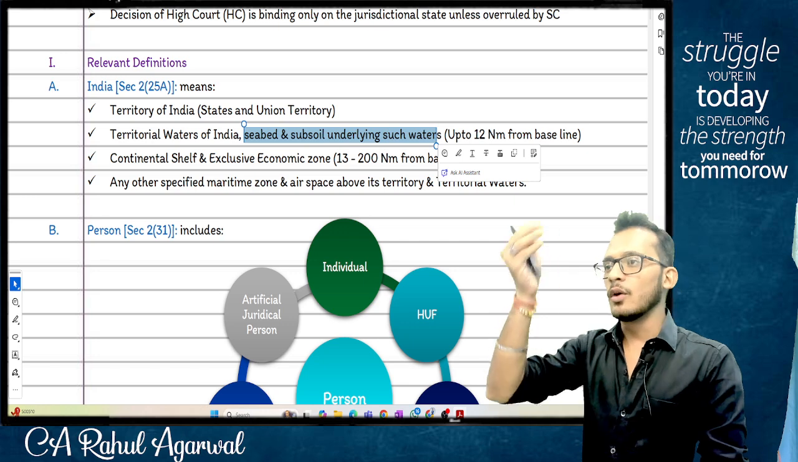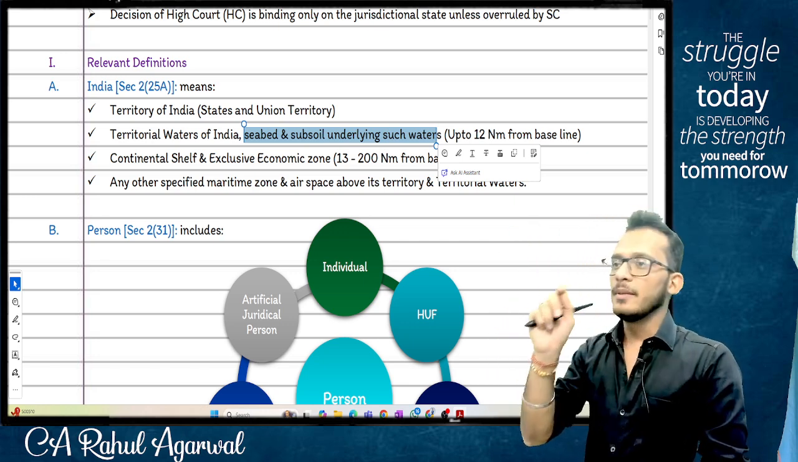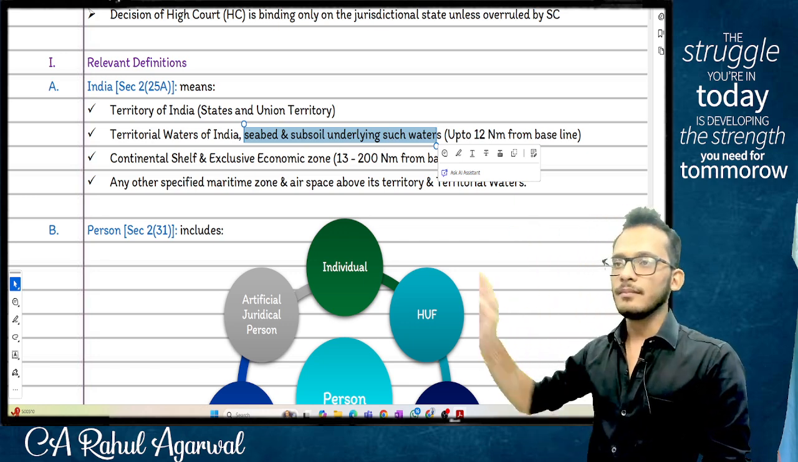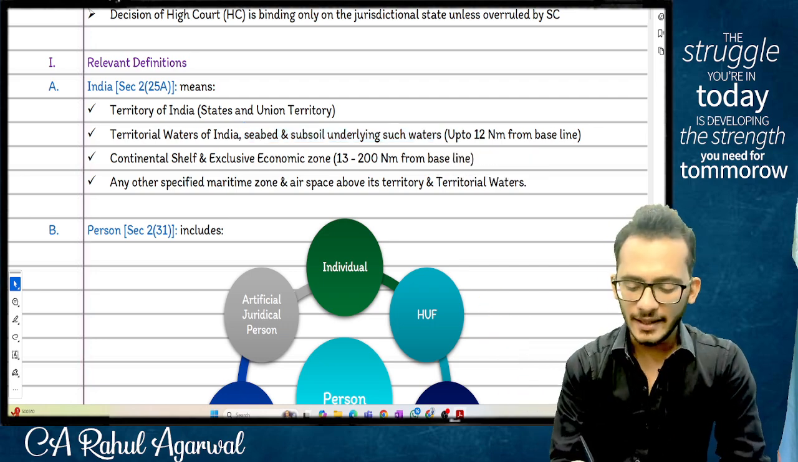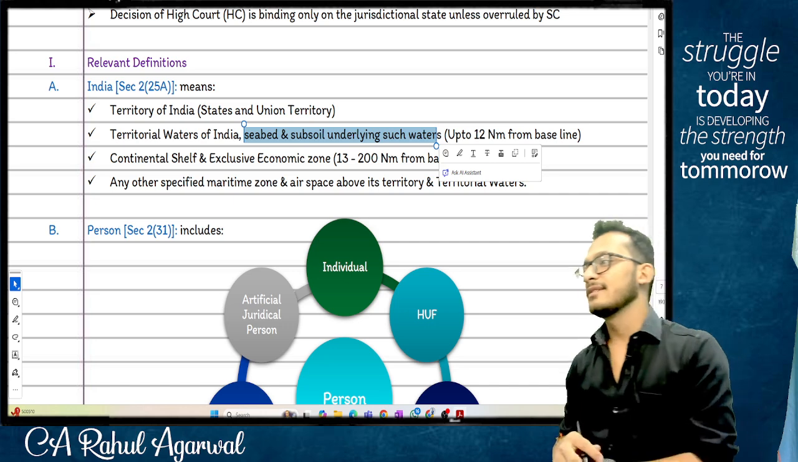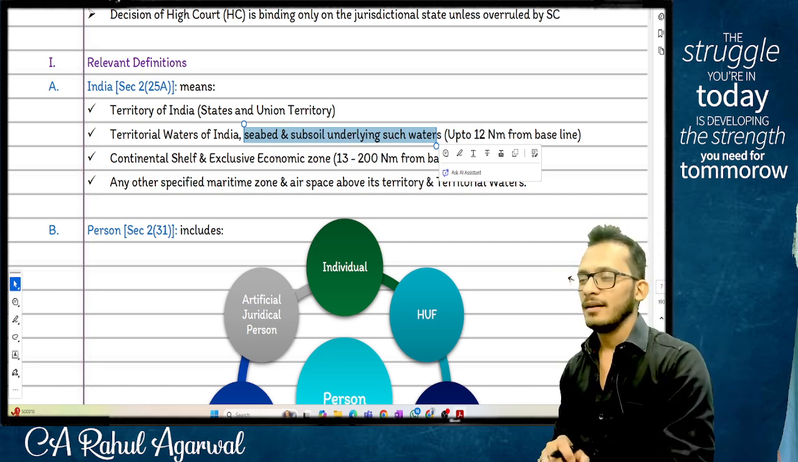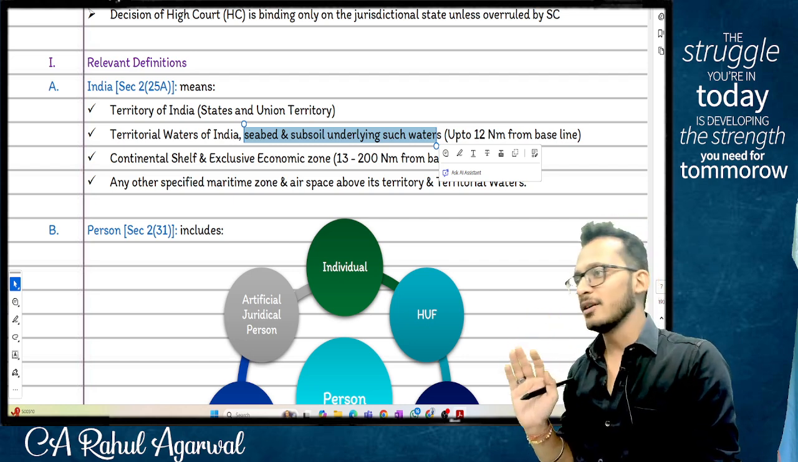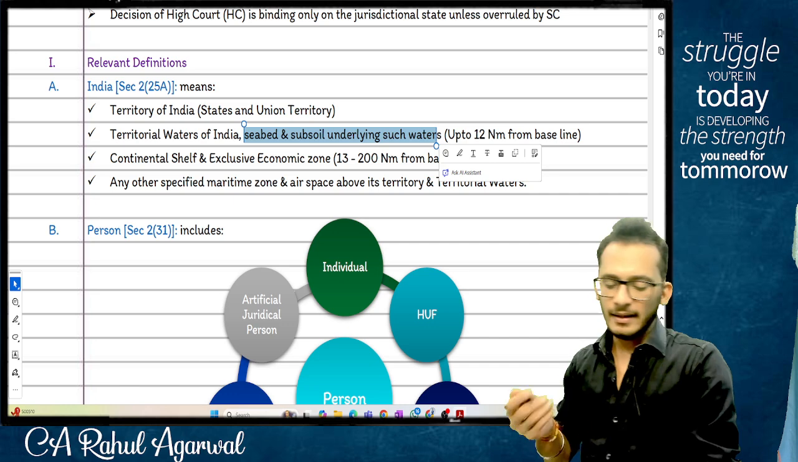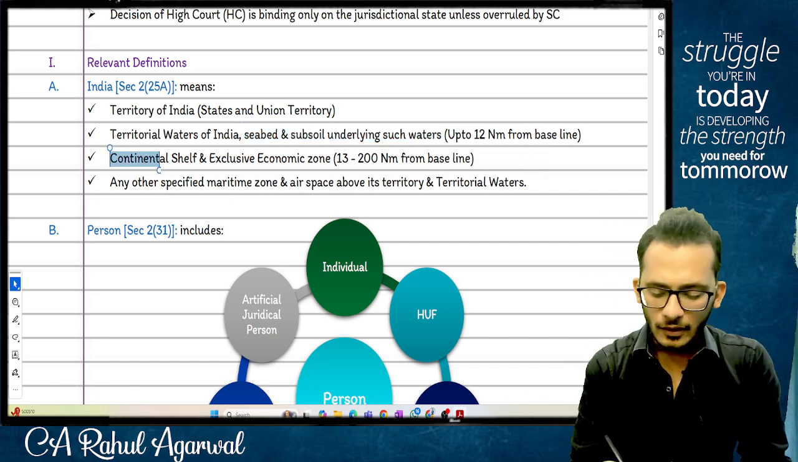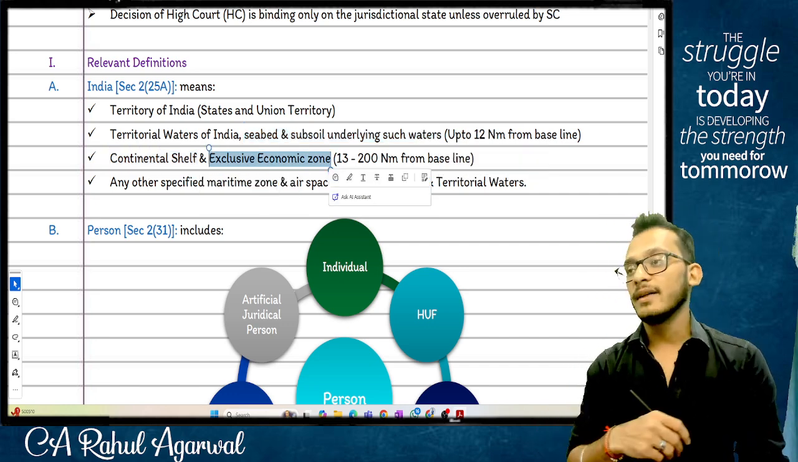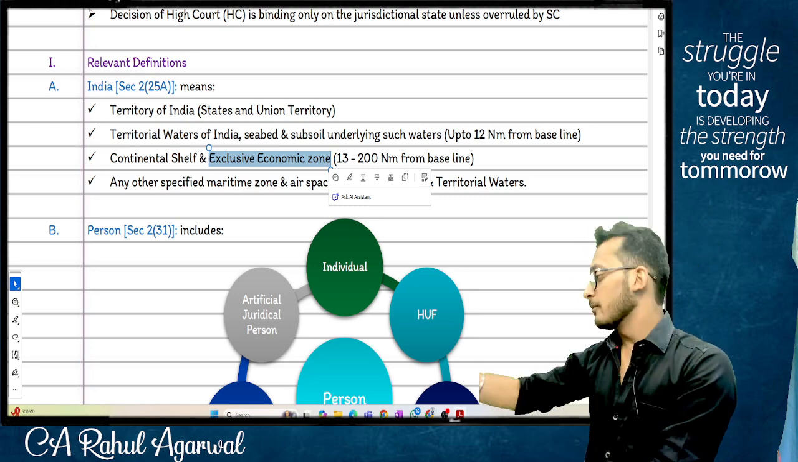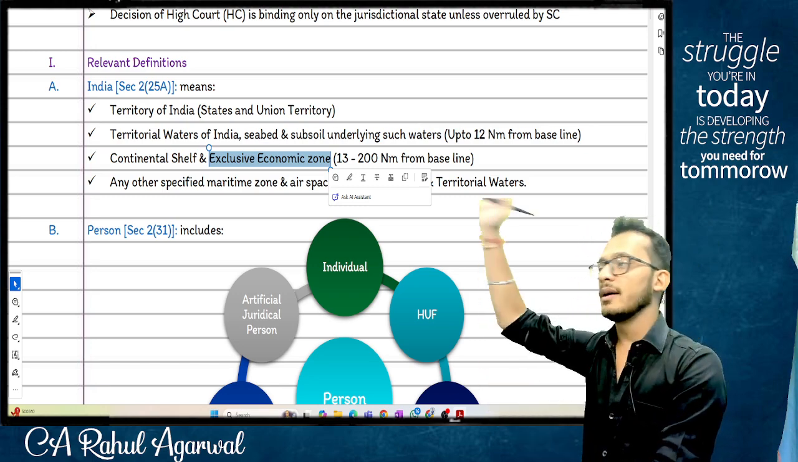In this area, you can do whatever you want. It will be assumed as you're doing it in India. Also notice it says seabed and subsoil underlying such waters, which means my Atlantis is now taxable. Yes or no? Yes. Next, it also covers into scope continental shelf and exclusive economic zone, which means the period from 13 nautical miles to 200 nautical miles.